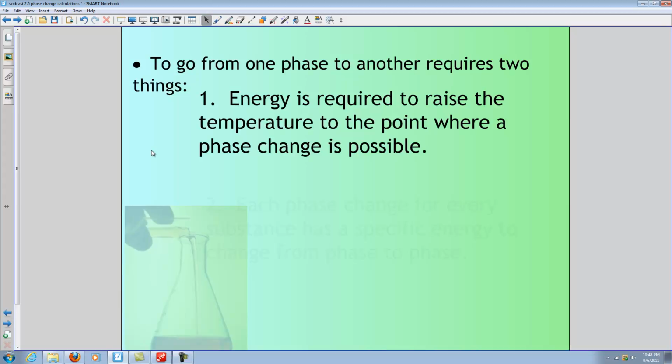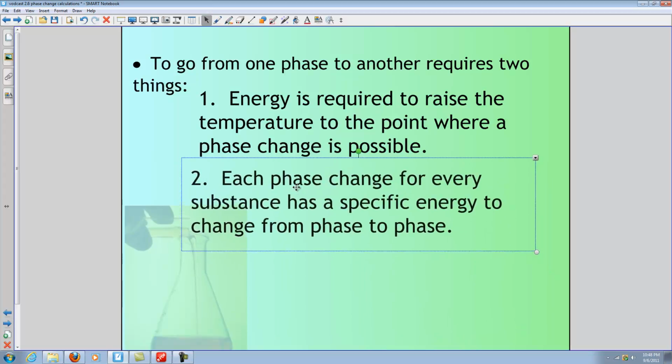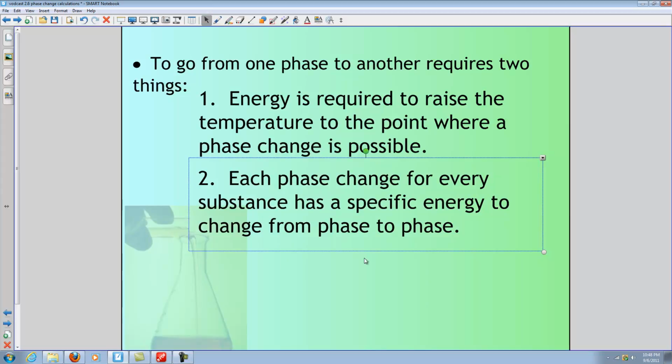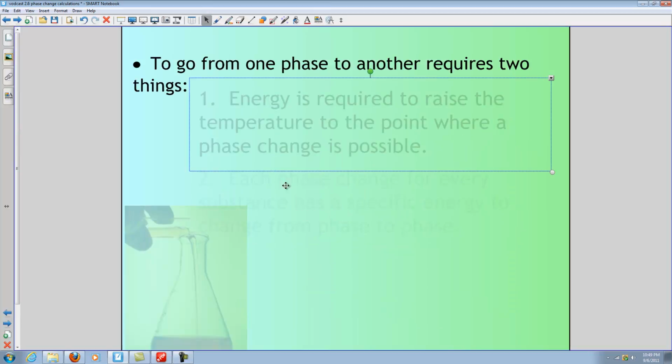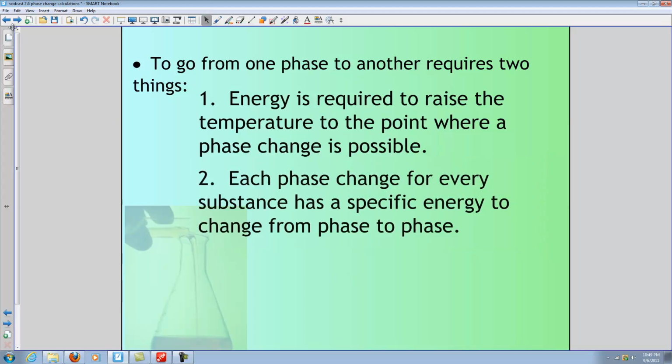There's an equation that we use for that, and we'll talk about how to do that calculation. The second thing is that at every phase change, there's an energy required to change from phase to phase, or as we looked at in one of those first slides, it's the barrier, the phase boundary. So there's an energy required to jump over that phase boundary. Okay, those are the two parts that are needed.